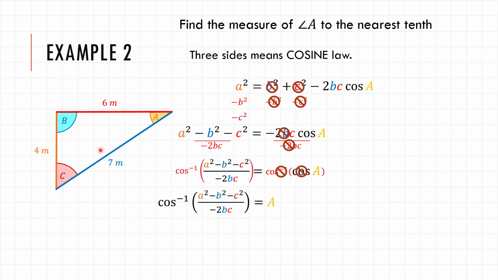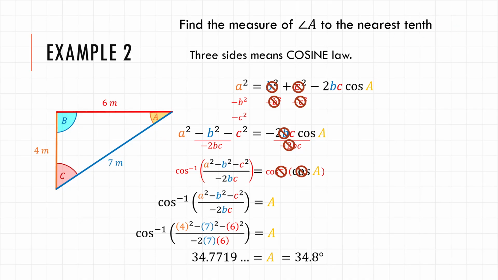And now if I plug in my known values 4, 7, and 6, I can evaluate all of this all at once. I could do it one step at a time, or I can plug it into my calculator all at once. And if I do that, my calculator spits out the number 34.7719. To the nearest tenth, that would mean that angle A is 34.8 degrees.